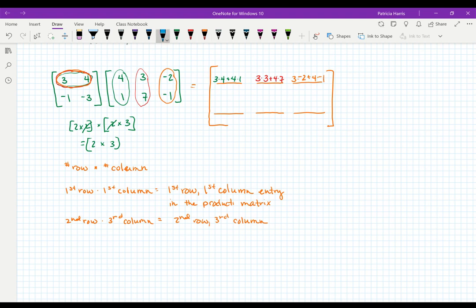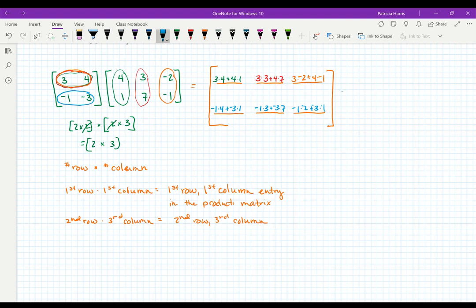Okay, so we've finished the first row of our product matrix. Now we're going to move to the second row. So we move down to the second row, and then we move along our columns. So negative 1 times 4 plus negative 3 times 1. Negative 1 times 3, then plus a negative 3 times a 7, and then negative 1 times negative 2 plus negative 3 times a negative 1.